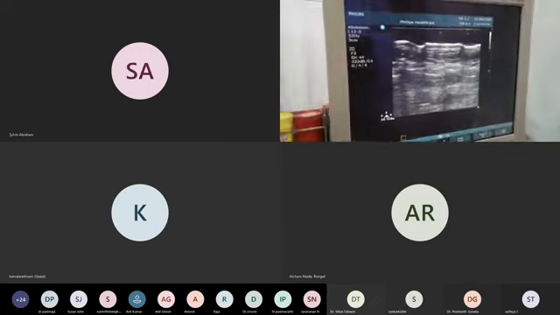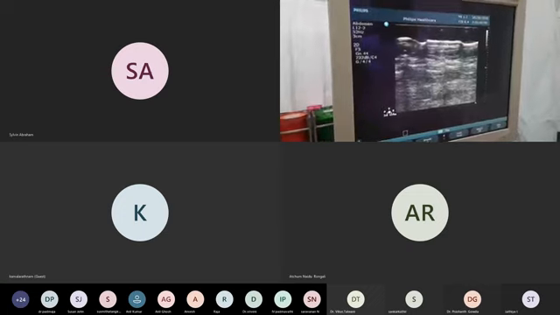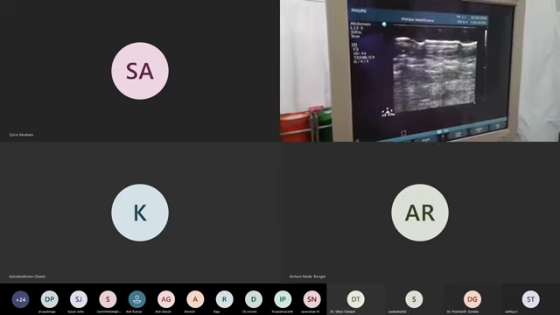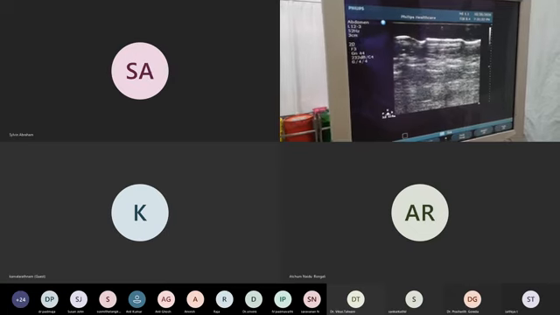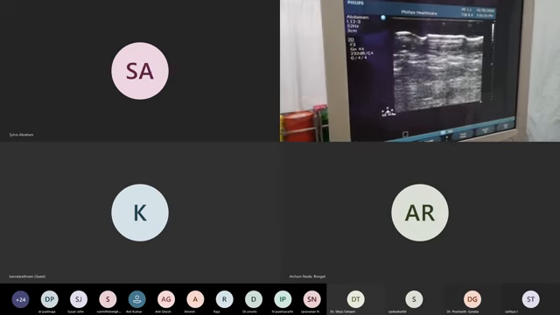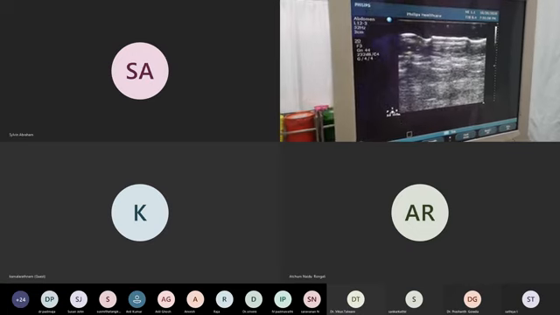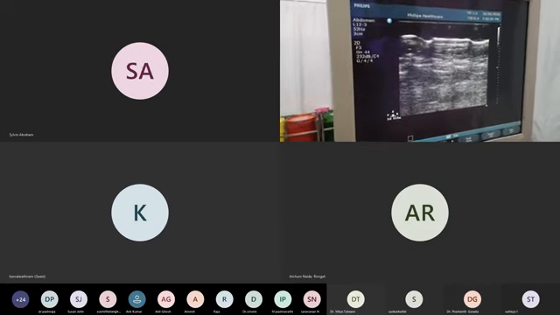So number 1 is depth. Number 2 is gain. Number 3 is focus. Depth, gain, and focus. These 3 things are very important in lung ultrasound. So knowing the knobology is important.